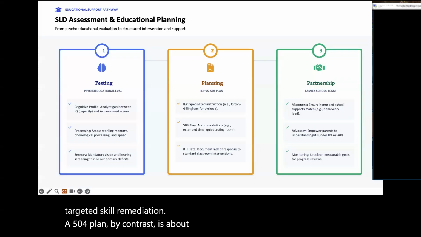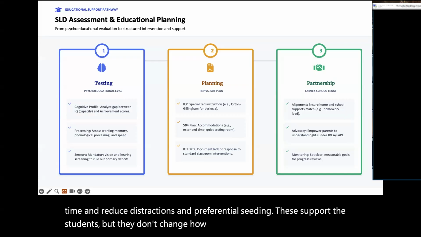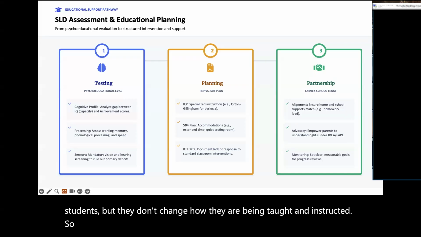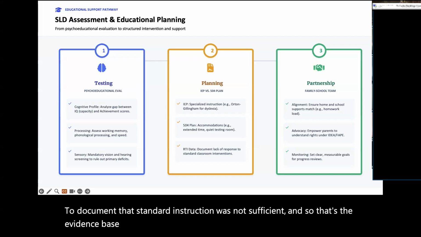This does things like extended time and reduced distractions and preferential seating. These support the students, but they don't change how they are being taught and instructed. So the RTI data is brought in here as well. So schools need to document that standard instruction was not sufficient. And so that's the evidence base for guiding services that are going to be provided.